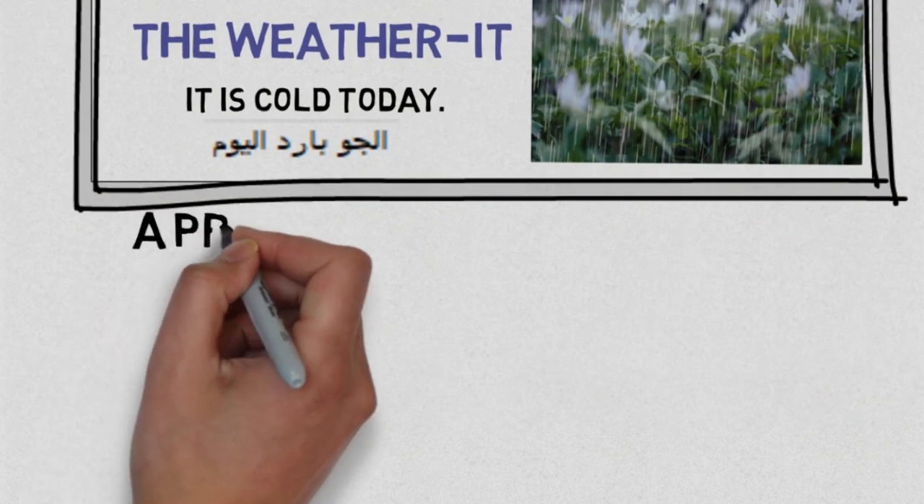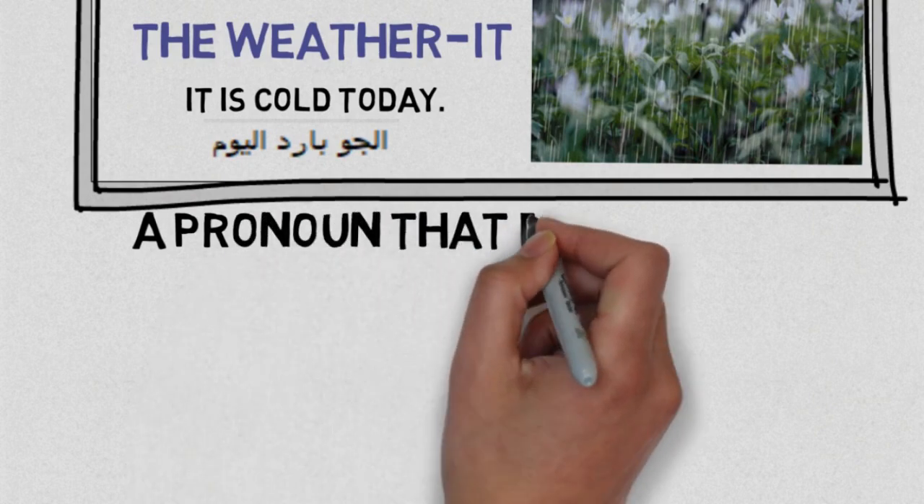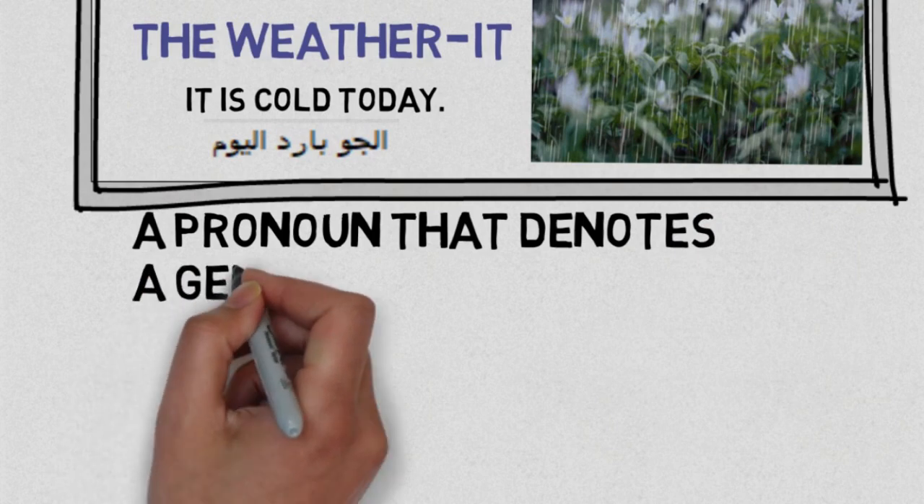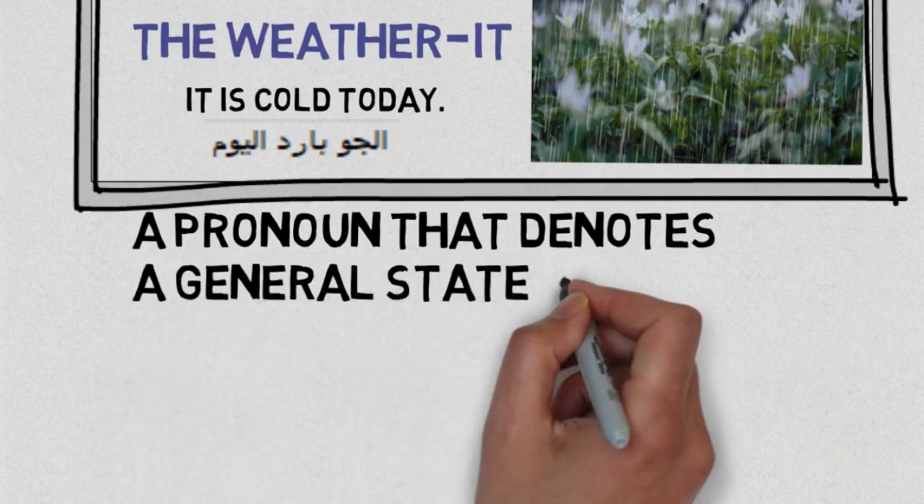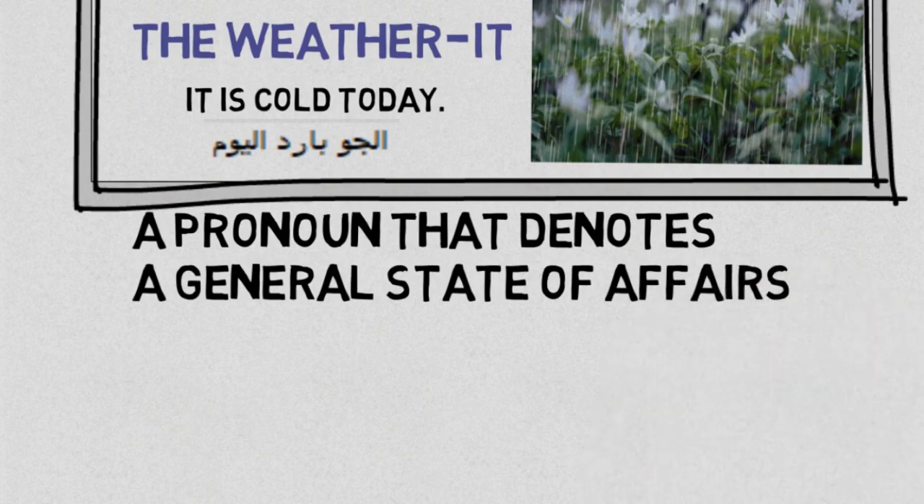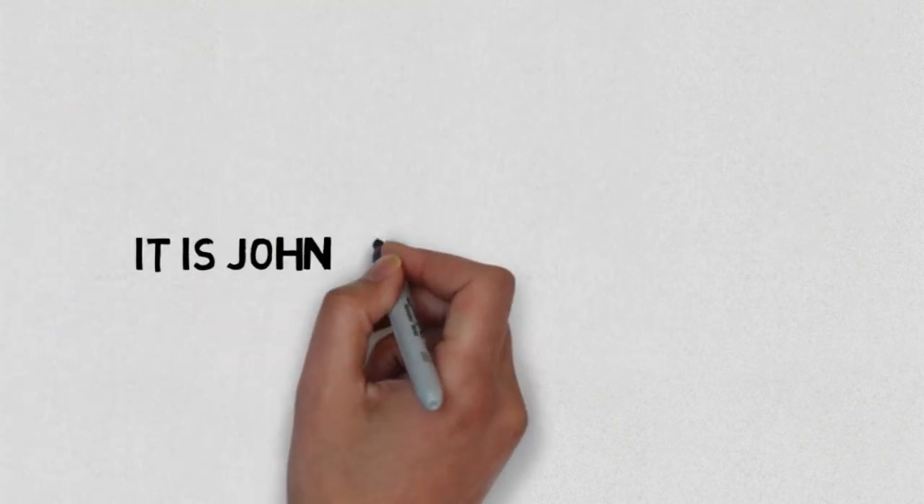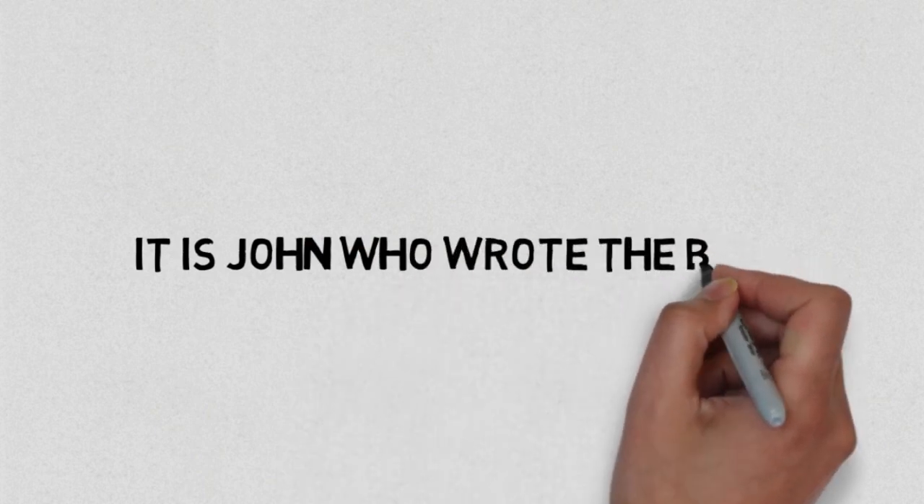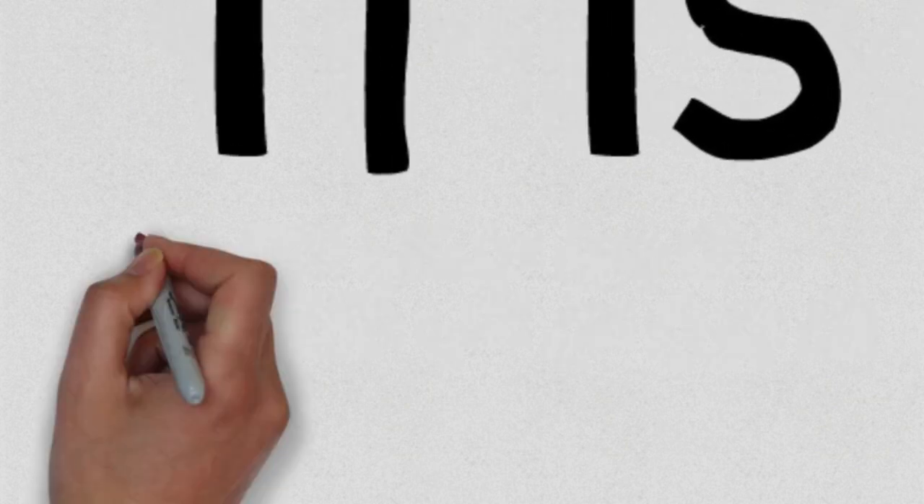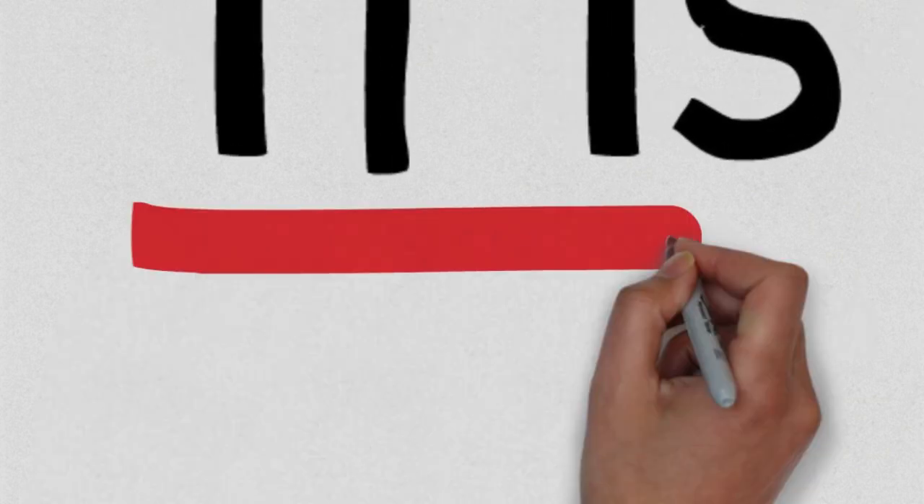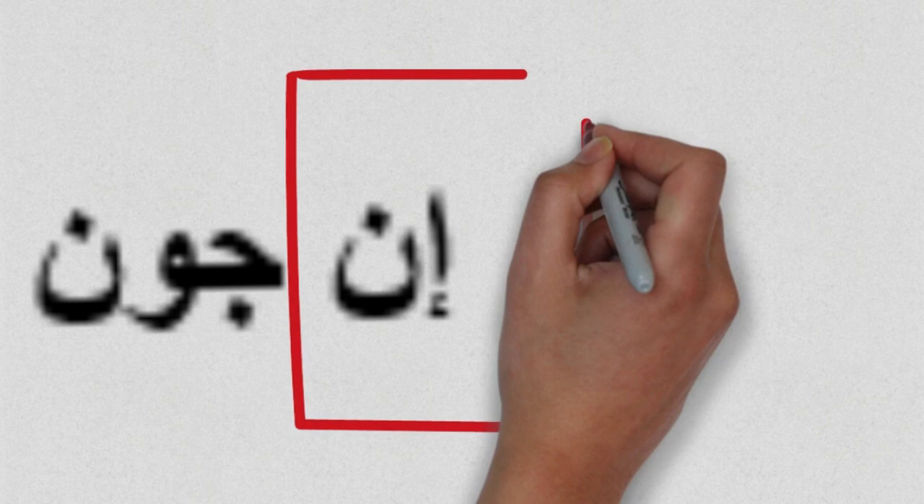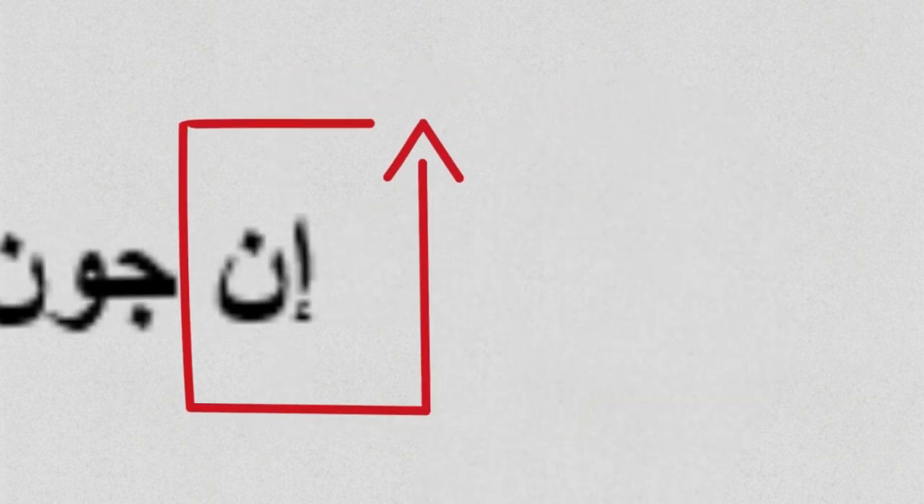الجو بارد اليوم. One more function of the pronoun it that doesn't take the same form in Arabic: the it cleft, or cleft structure, where the pronoun it doesn't function as a subject. For example, it's John who wrote the book. We can say إن جون كتب الكتاب or إن جون من كتب الكتاب. The main function of the pronoun it here in the English sentence is emphasis or exclusive reference that can be rendered into Arabic using the particle in, as shown above.